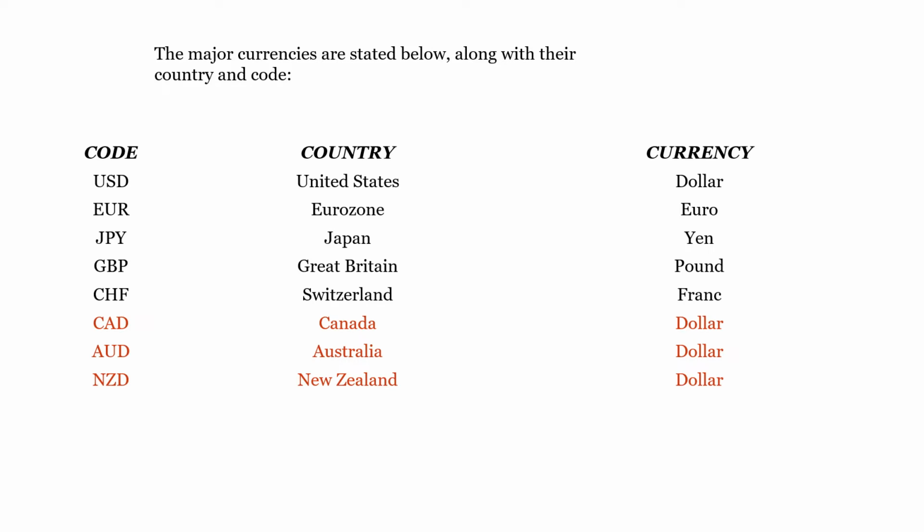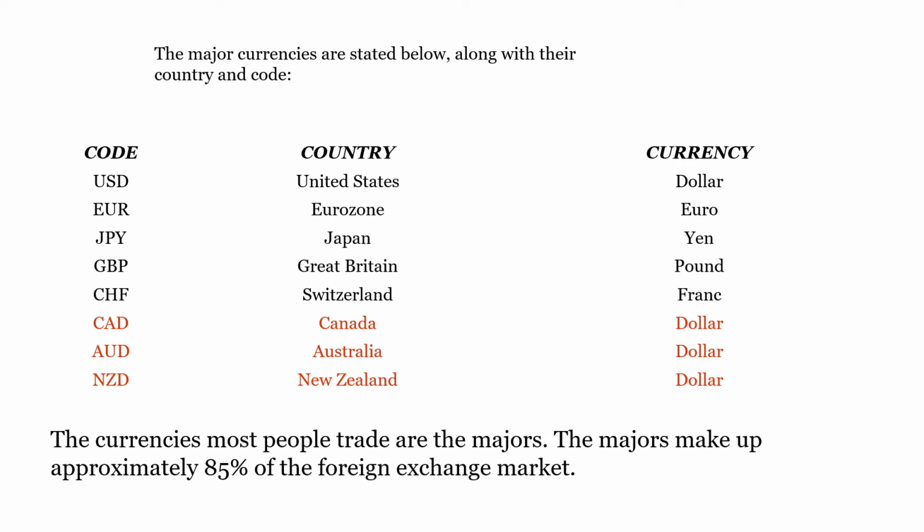The major currencies are stated below along with their country and their code. You can pause here if you need to make notes. The currencies most people trade are the majors. The majors make up approximately 85% of the foreign exchange market.